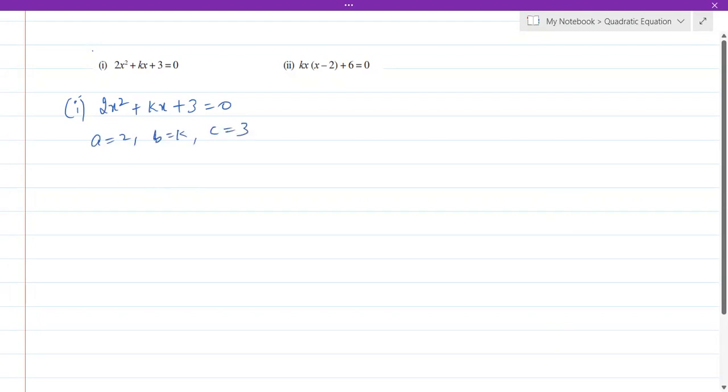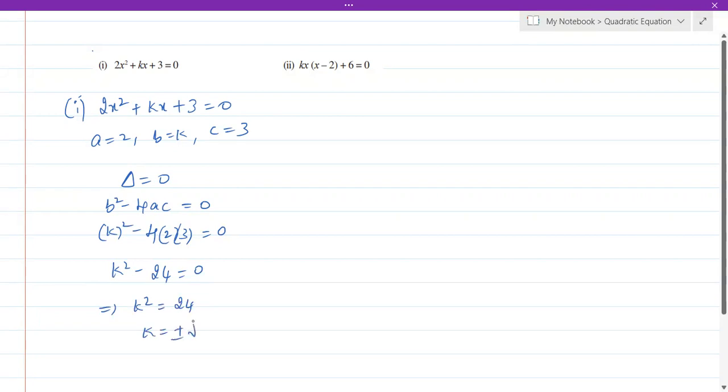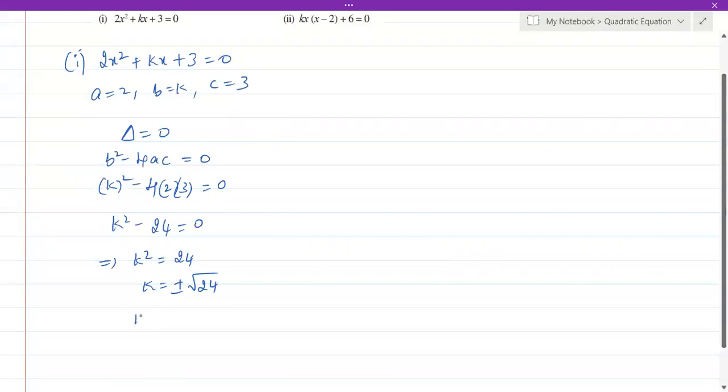So let's use the given condition. The given condition is that the quadratic equation has real and equal roots, meaning the delta value should be 0. Only then the roots can be equal. Delta is 0 in the sense b square minus 4ac should be 0. Okay. So what is b value? K square minus 4, a is 2, c is 3 equal to 0. So k square minus 24 equal to 0, which implies k square is equal to 24, or k is plus or minus root 24. You can also further reduce it to the simplest form. So k will become plus or minus 2 root 6.